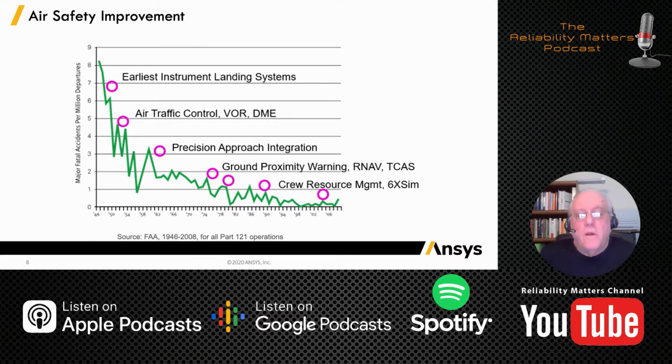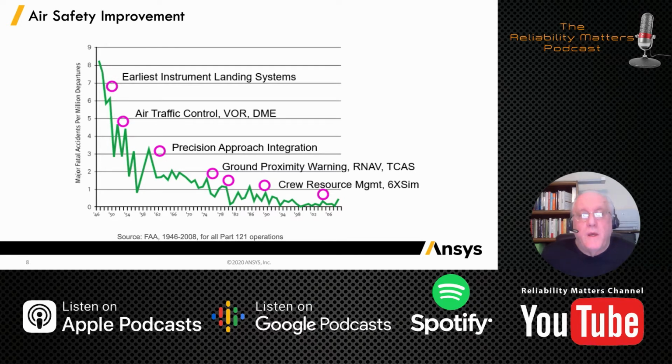So what we're looking at here is a graph that the FAA put out a few years back for all Part 121 operations. That's basically commercial aviation, the planes that those of us who travel by air fly on. You see what happened there in the early 50s: a huge safety improvement, largely attributable to instrumentation landing systems.